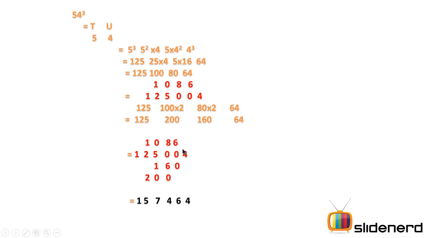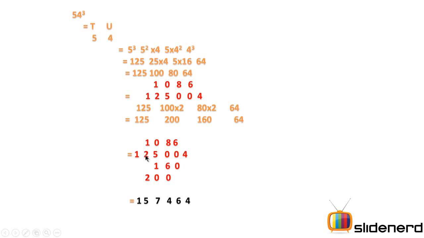Now if you add the columns, what you get is the result. So you have a 4 and nothing, that's 4. 6 plus 0 is 6. 8 plus 6 is 14. 1 carry over 4. 1 plus 5 is 6, plus 1 is 7. So you have a 7 out here.